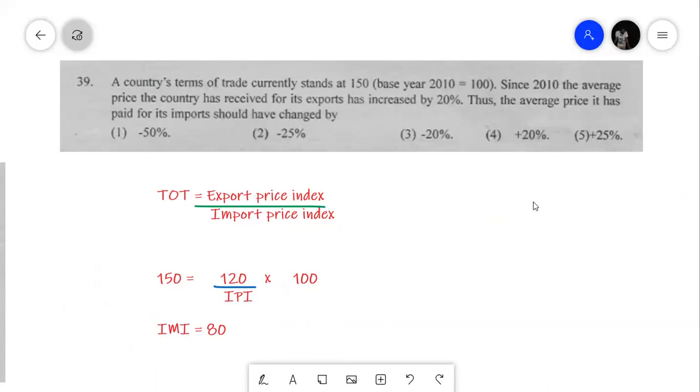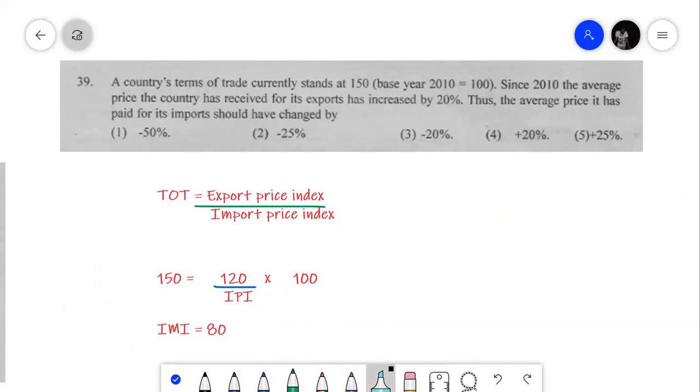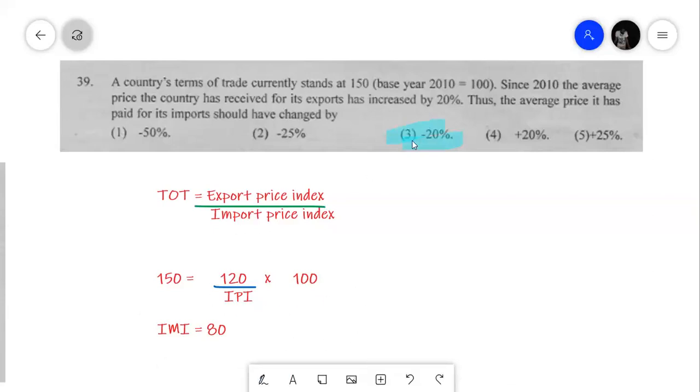What can you say? The import price index has increased by 20% or decreased by 20%? 100 has become 80. It has decreased by 20%, right? The minus 20%. You can't say plus 20%. You all get that question?